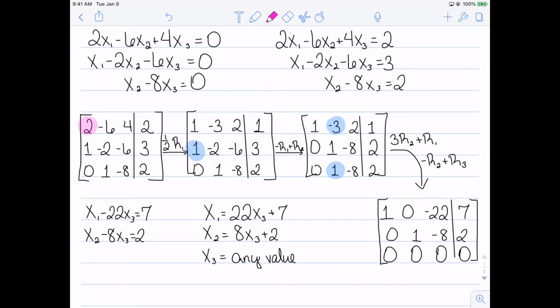So I really wanted to see if these two were related at all. And you'll notice that if you recall from the last video, when we solved the homogeneous system, our solution was that x1 is equal to 22x3, and x2 is equal to 8x3. x3 is equal to any value. So these are very, very much related. The related non-homogeneous system that we just solved has these extra terms added to the solution, but the coefficients are still the same.